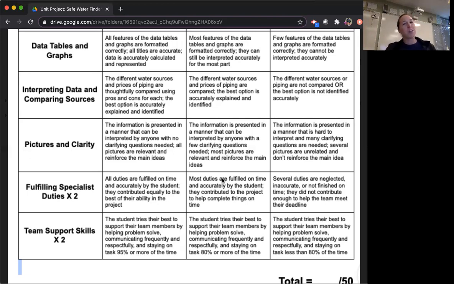I hope this is a fantastic project. These are all the ways that you can earn points. This is a 50-point summative project, and you're going to crush it.